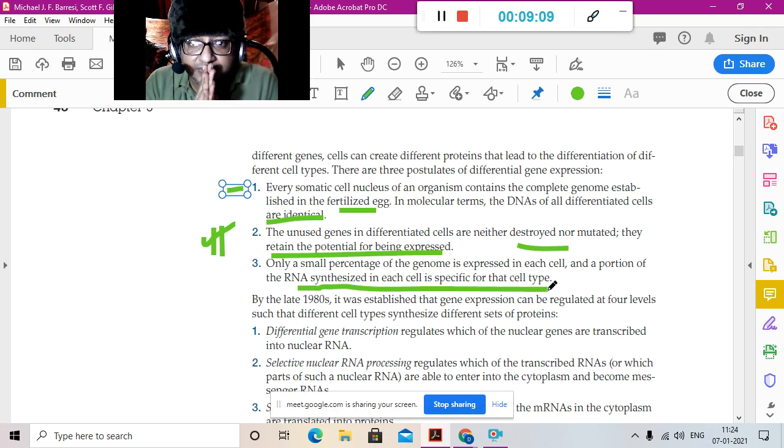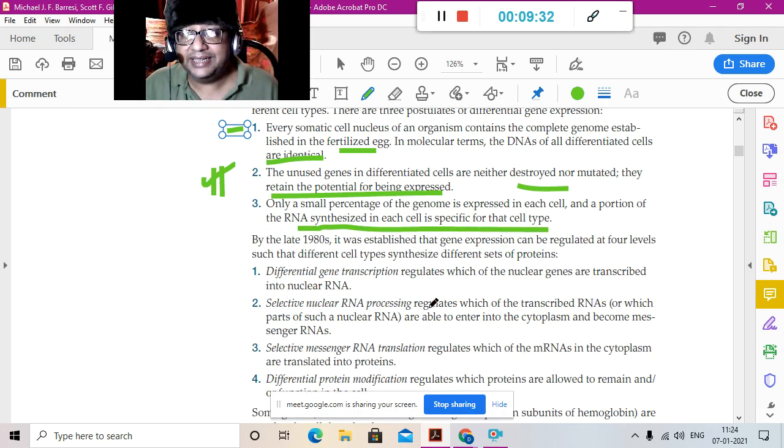So only a very small percentage of the total genes in a cell is expressed, not all of them. Only the nerve proteins are expressed in a nerve cell, not the muscle proteins. You have the complete complement of all the genes of the body present in one cell, but that is not expressed. So by the late 1980s, it was established that gene expression can be regulated at 4 levels.